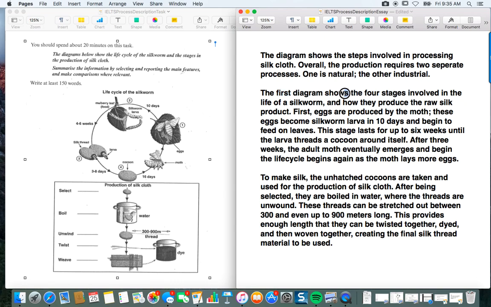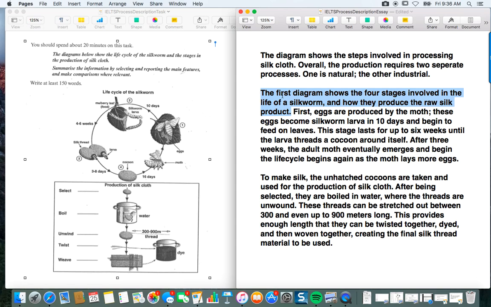The first diagram shows, always remember, third person singular, it shows, the four stages involved in the life of a silkworm. So I've decided to show that you've got 1, 2, 3, 4 steps involved here. Actually, we're going this way, sorry. 1, 2, 3, 4. All right, these four steps involved and how they produce the raw silk product. All right, so you've just got that. The first diagram shows overall. So I know that the rest of the paragraph is talking about this.